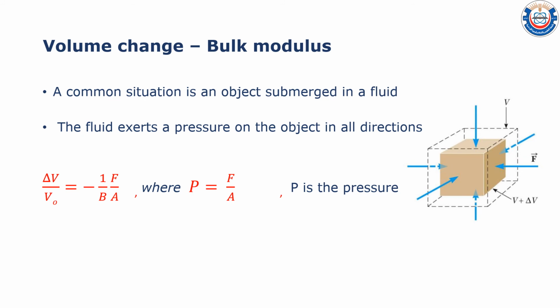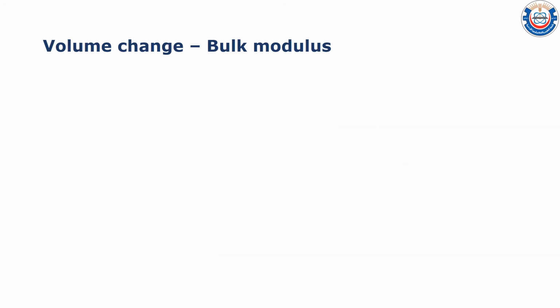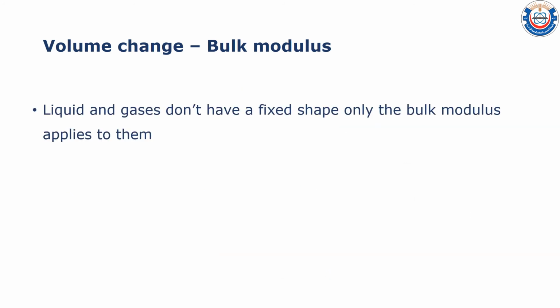which is equal to force per unit area, and B represents here the bulk modulus. Or we can rewrite this formula as bulk modulus equals minus original volume V naught times the change in pressure delta P divided by the change in volume delta V. And here the negative sign means the volume decreases with an increase in pressure. As we discussed earlier, liquids and gases don't have a fixed shape, so only the bulk modulus applies to them.